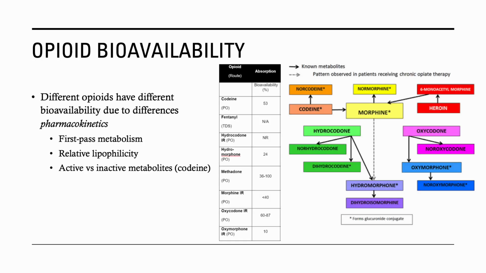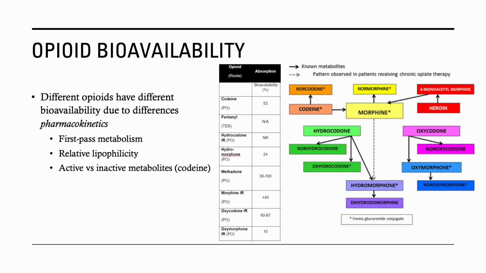Our last keyword for part 1 is opioid bioavailability. Now, different opioids will have different bioavailabilities based on a couple of different factors. These factors all fall under the umbrella of pharmacokinetics. So that's what the body does to the drug. Different factors include first pass metabolism, which means that some of the drug is metabolized in the liver before it gets to the site of action.